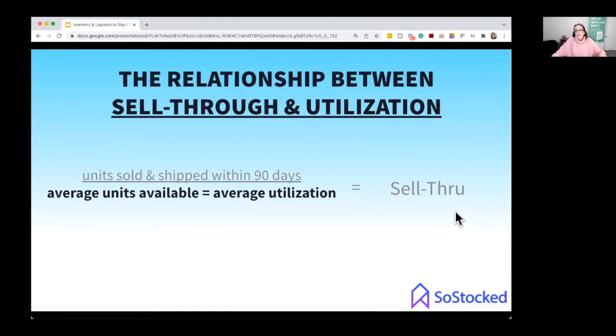All right, and then we've got the relationship between sell-through and utilization. So you can see that part at the bottom, average units available equals your average utilization. You see that sell-through and utilization are very similar, and utilization is something that you can start to track. Beyond just selling through, you need to start looking at how much space you are actually using. That will help you to improve your sell-through.